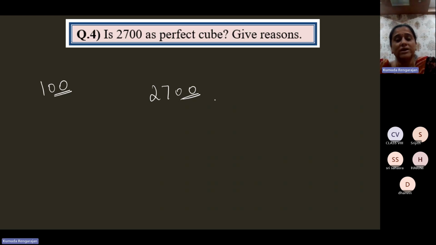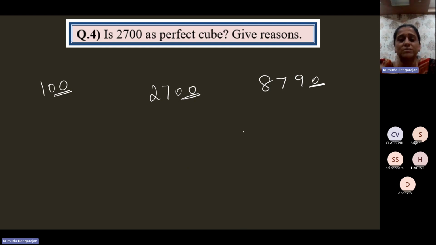Now again, a number ending with 1 0 cannot be a perfect cube, cannot be a perfect square also. 8790 ends with 1 0, right? Now this number ends with 1 0. It cannot be a perfect square, and it cannot be a perfect cube also.